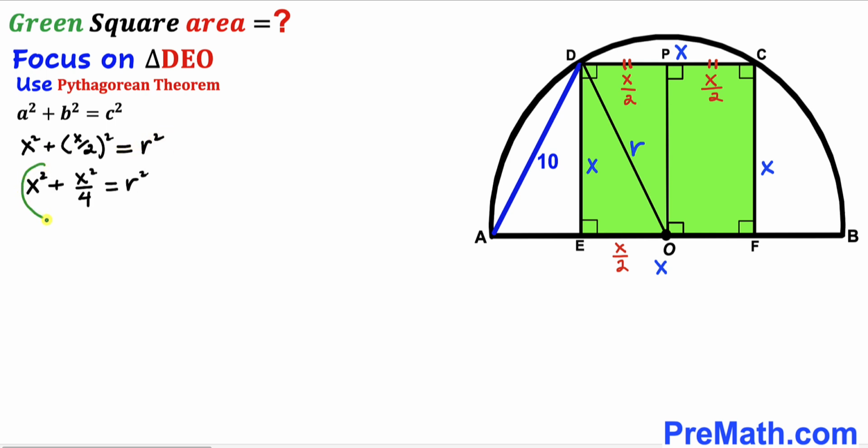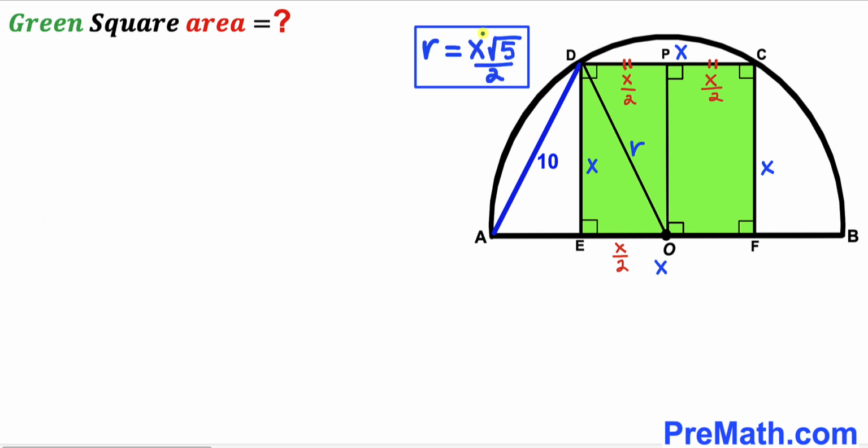If we add these two fractions on the left hand side, that is going to give us 5x square divided by 4. So we can write r square is equal to 5x square divided by 4. Now I'm going to undo this square by taking a square root on both sides. So our radius of this semicircle, lowercase r, turns out to be x times square root of 5 divided by 2.